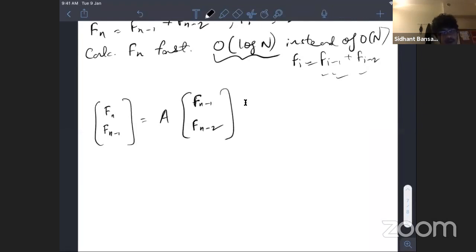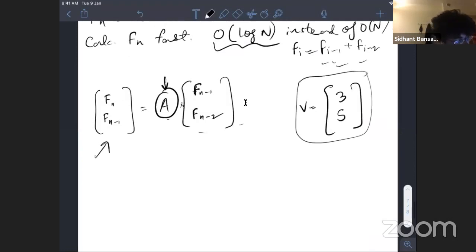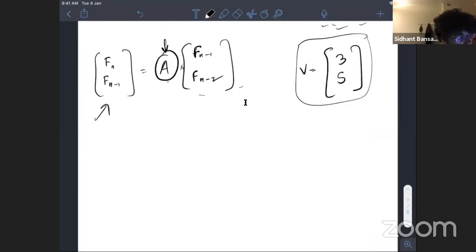Okay. Now what I want is a matrix A such that this vector is equal to A times this vector. Here, vector means 2 entries, something like 3, 5. This is an example of a vector. So I want this vector, which is the nth Fibonacci and the n minus 1th Fibonacci, to equal some matrix A times the n minus 1th Fibonacci and the n minus 2th Fibonacci. Now, what will this matrix be?